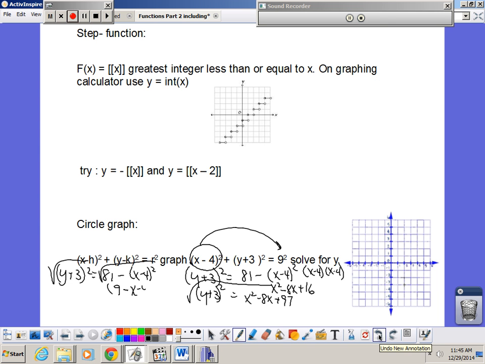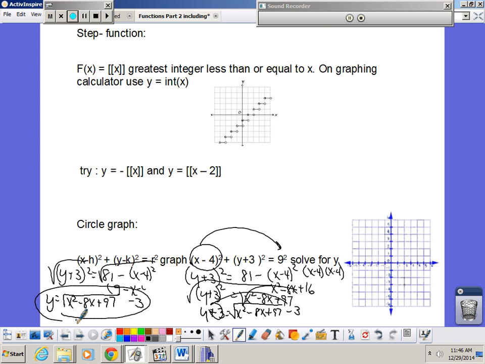So look at it again. Square root both sides. y plus 3 is equal to the square root of 81 minus (x minus 4) squared. Subtract your 3. So y is equal to the square root of that minus 3. So there's always a way to be able to solve for y and then put it into the graphing calculator. And of course, I need plus or minus, so it does the top and the bottom half of the circle. If I don't put plus or minus, it'll only do the top half. If I put plus or minus, it does the top and the bottom half.